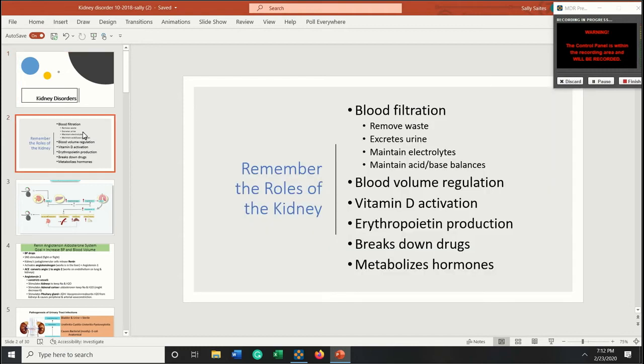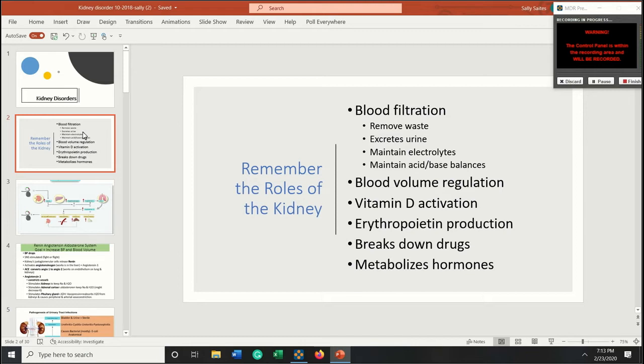So what are the roles of the kidneys? They have many roles. They filter our blood and toxins, rid us of our urine, and help maintain our blood pressure and electrolytes. They produce erythropoietin, which forms our RBCs, and they break down medications.